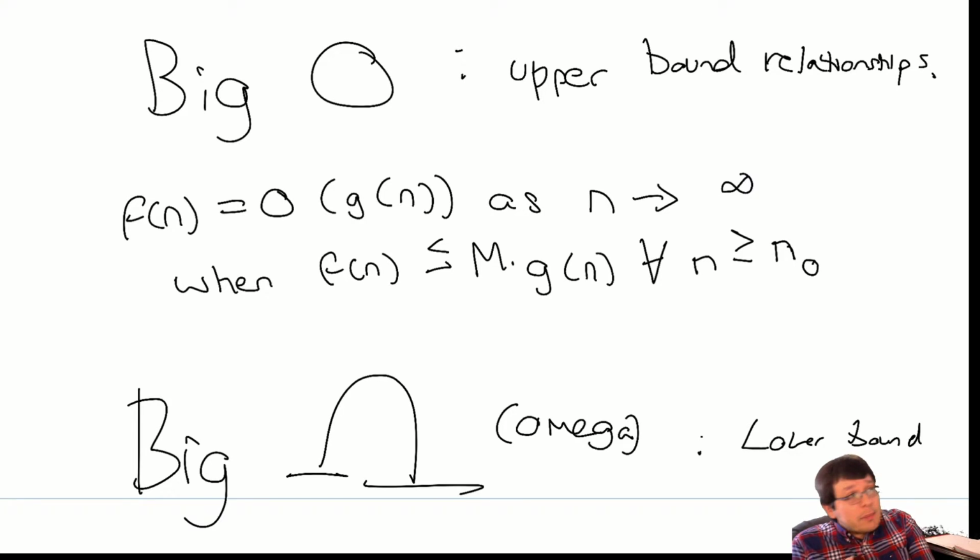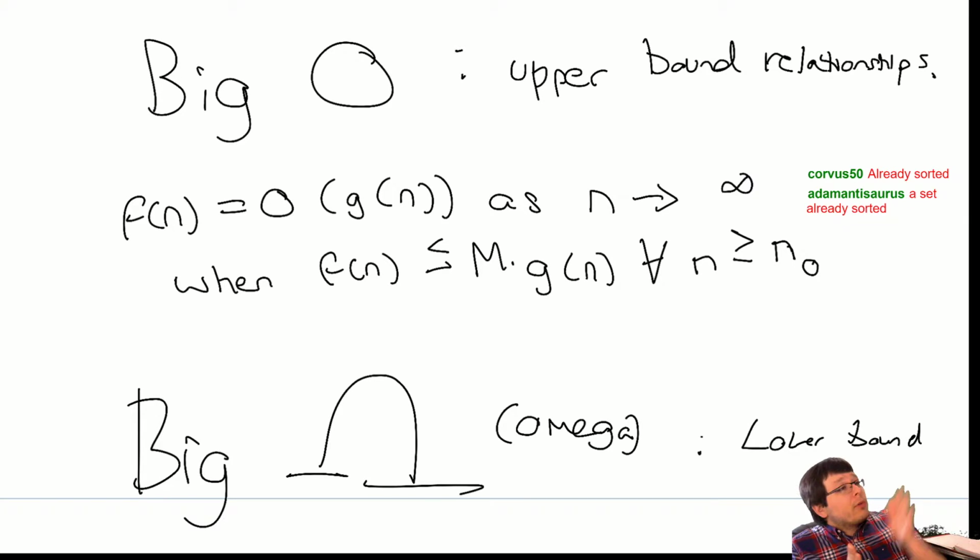Okay? As an example, think about sorting again. What do you think would be the ideal data to be given to an algorithm? I haven't said which algorithm, but let's just say bubble sort. What do you think would be the ideal data set to be given to bubble sort to make it finish in the least amount of time possible? That's a question for you, chat. What do you think? A set already sorted.